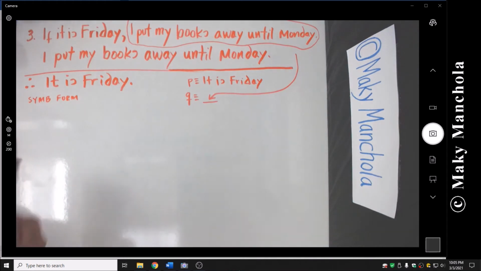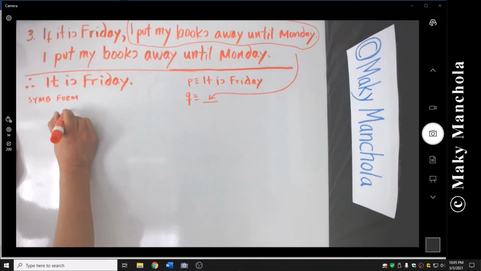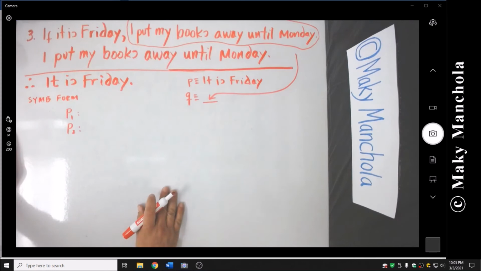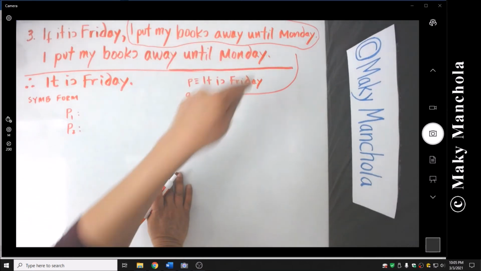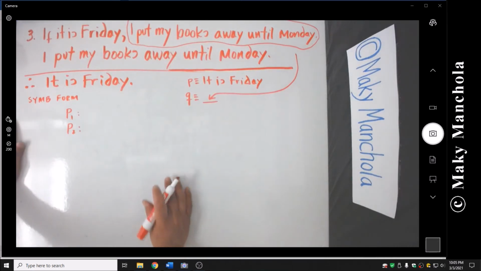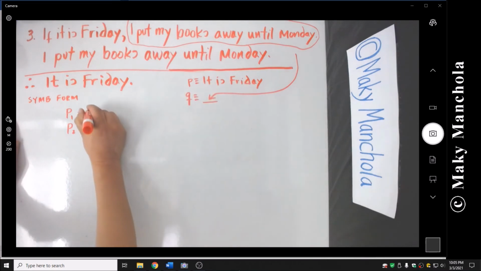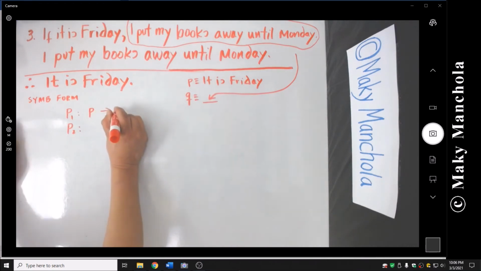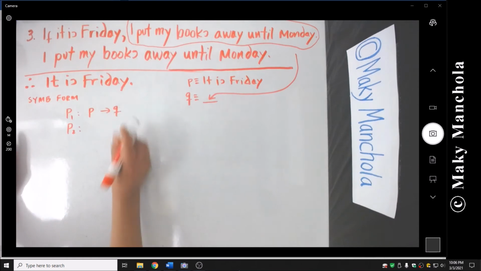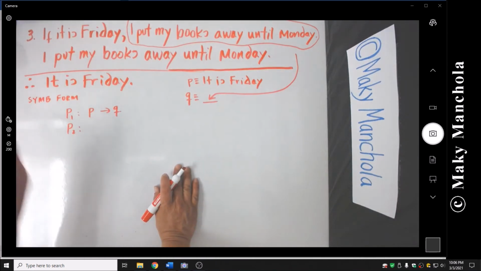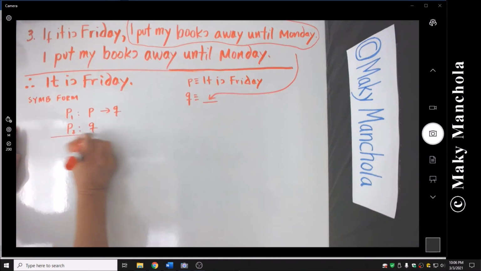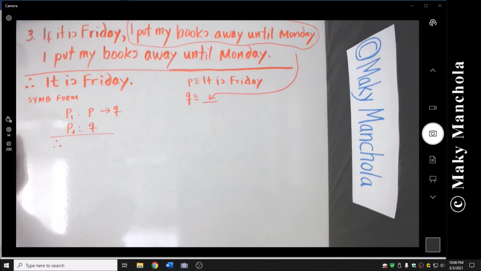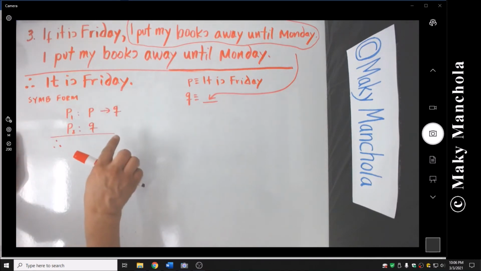Now, our symbolic form is, there are two premises. So, premise 1, premise 2. Premise 1 says, if it is Friday, then I put my books away until Monday. So, it is a conditional. P implies Q. Second premise says, I put my books away until Monday, which is Q. Therefore, it is Friday, P.